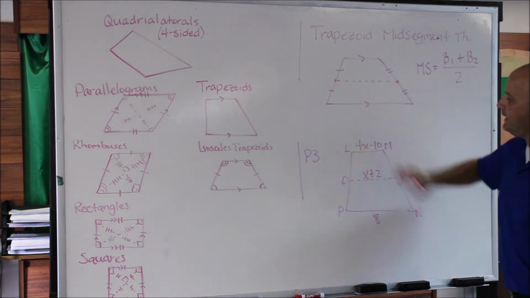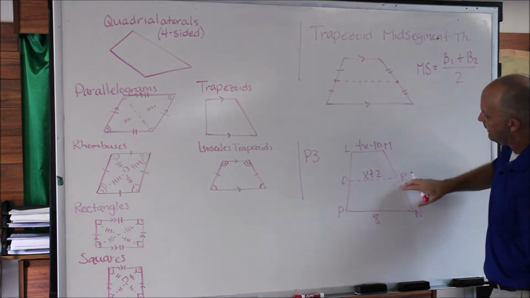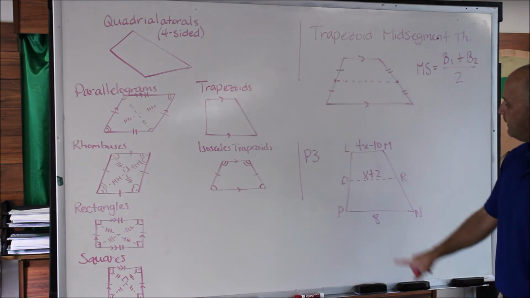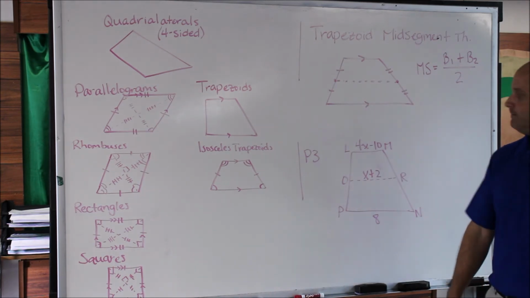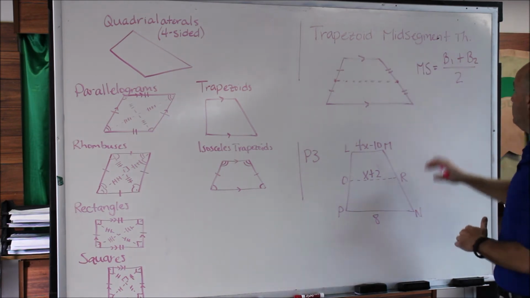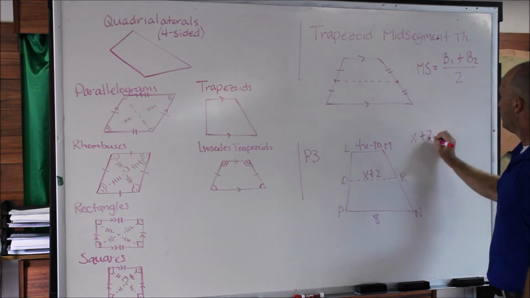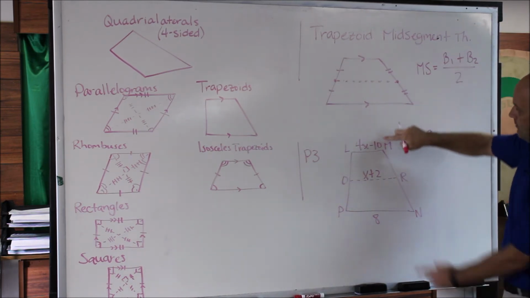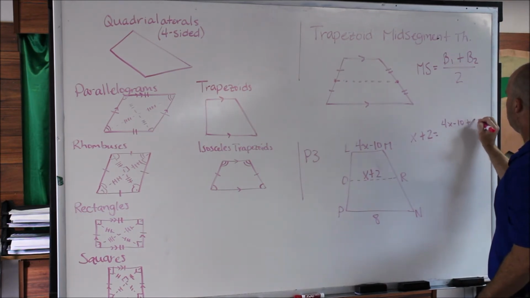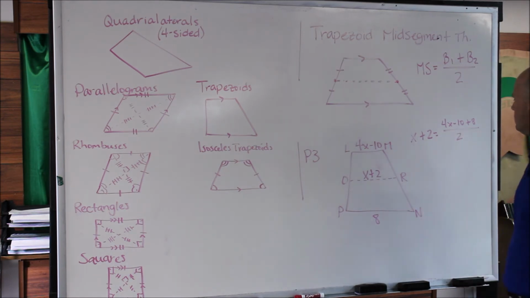So we're going to apply that here down in problem number 3. In problem number 3, we've got a mid-segment that is given the value of x plus 2. The base is 4x minus 10, and the second base is 8. So what we're going to do is use this formula and just plug in what we need to plug in. So our mid-segment is x plus 2. That's going to be equal to the sum of the two bases, so 4x minus 10 plus 8, and then we're going to divide that result by 2.